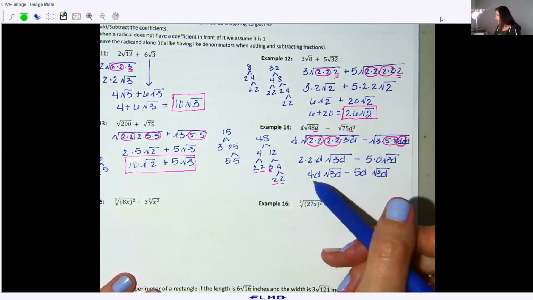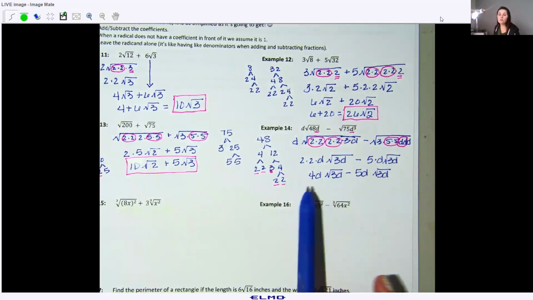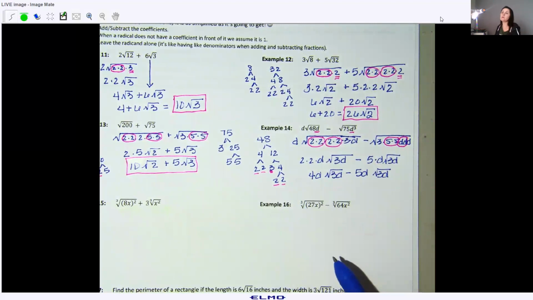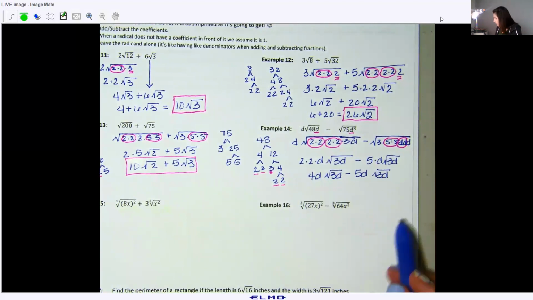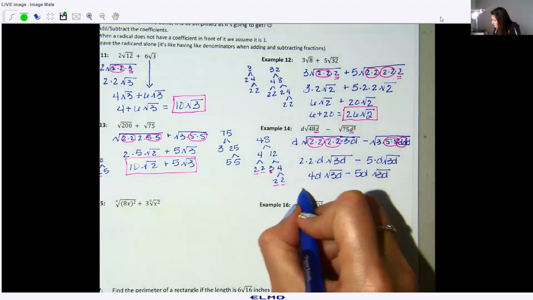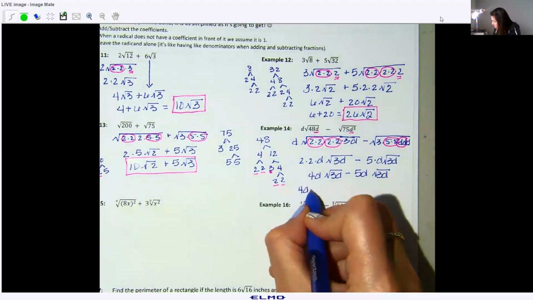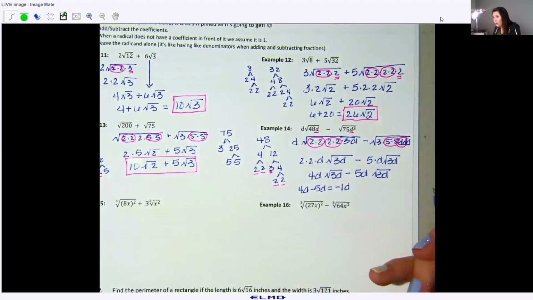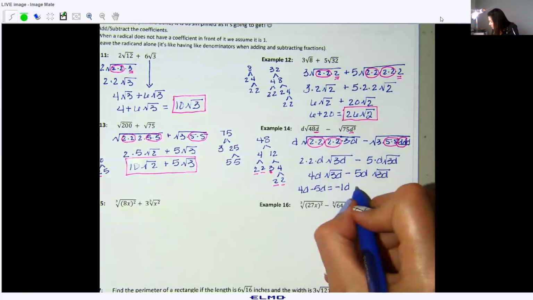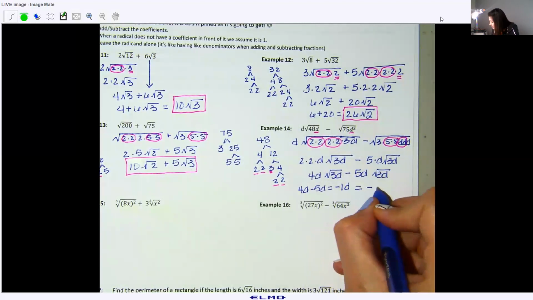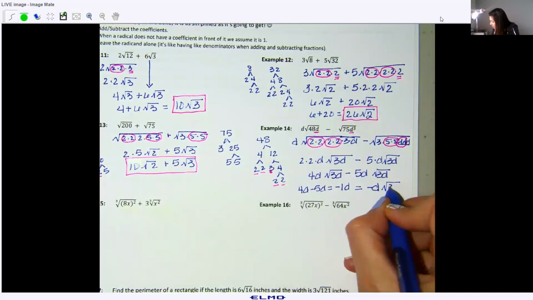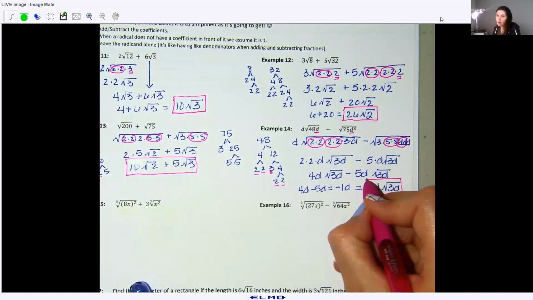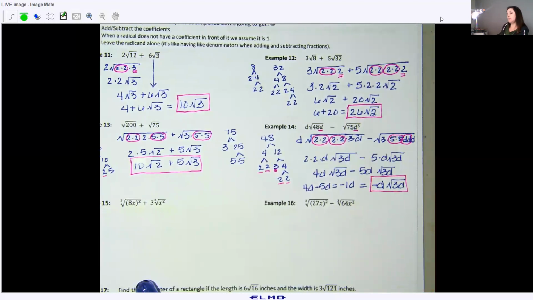Okay, so now make sure that your coefficients are also like terms. So 4D and 5D, they both have the same variable raised to the same exponent. So those are like terms. So I can go ahead and solve that. 4D minus 5D is a negative 1D, or we don't have to write -1, we could just write negative D square root of 3D. If you did put a -1 there, it would not be wrong, but you don't have to.